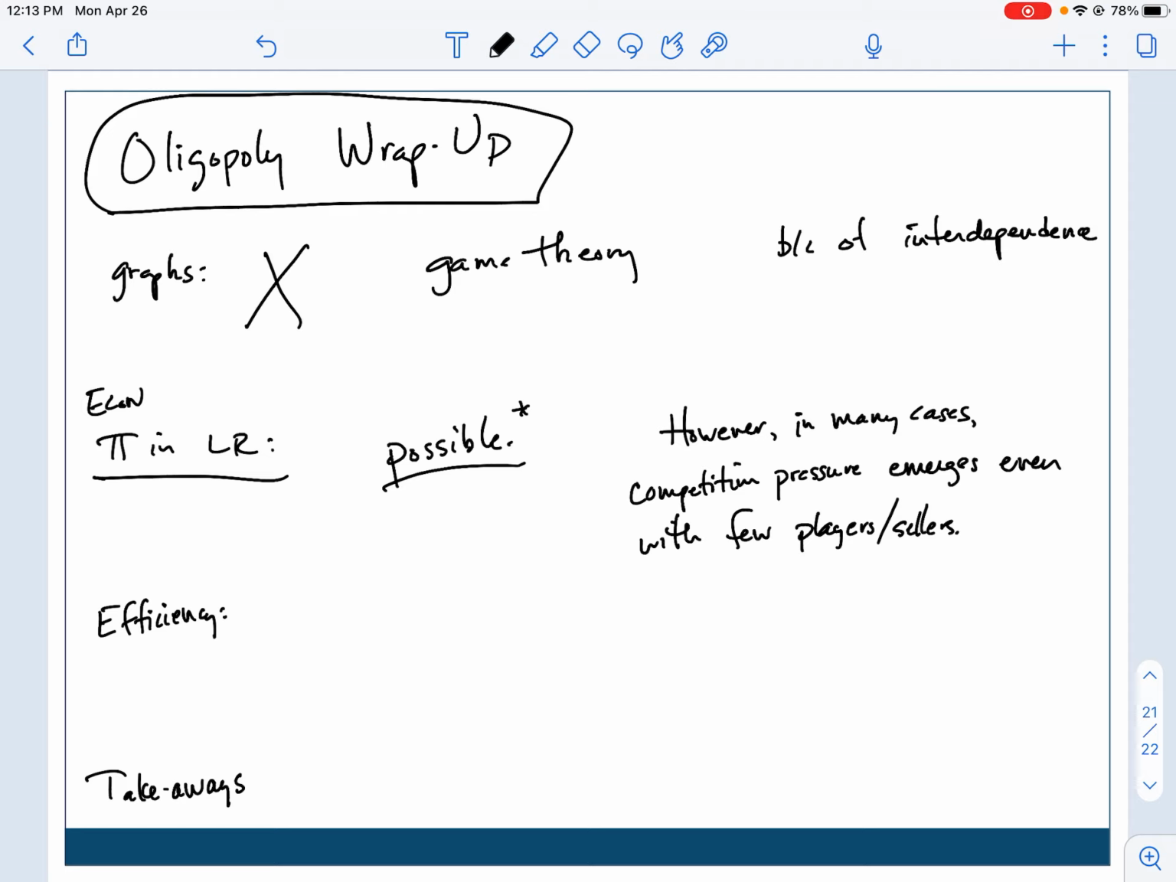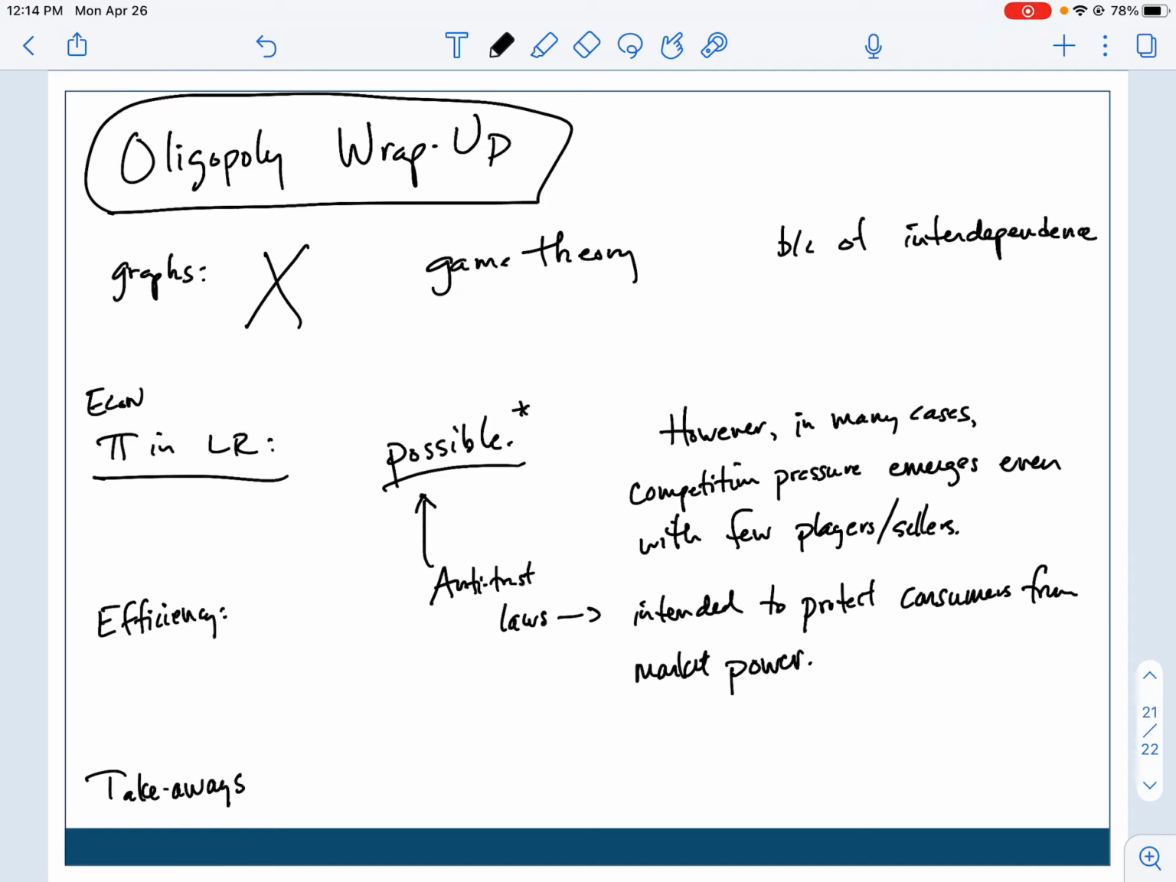I think we aren't going to go very far down this road, but antitrust laws are intended to protect consumers from market power or monopoly power. Antitrust laws are designed to make it less likely or more difficult for a small number of firms to collude and act as one large monopolist rather than as individual competitive players.